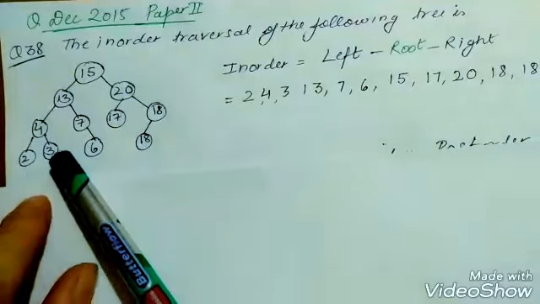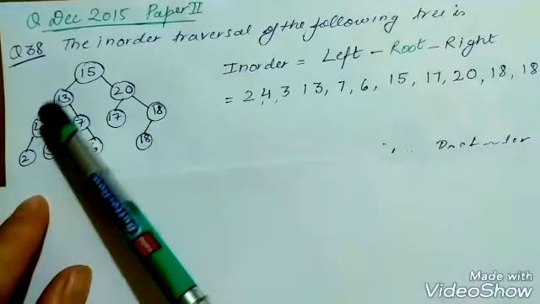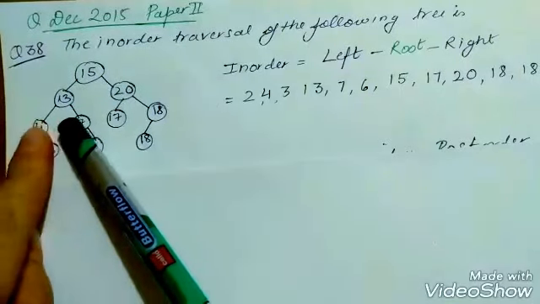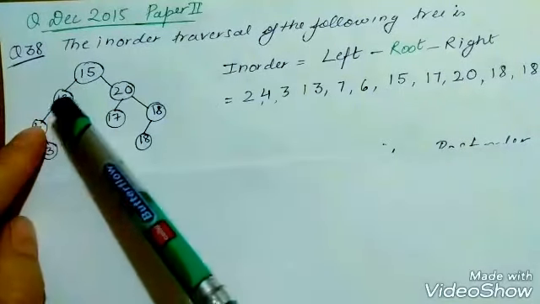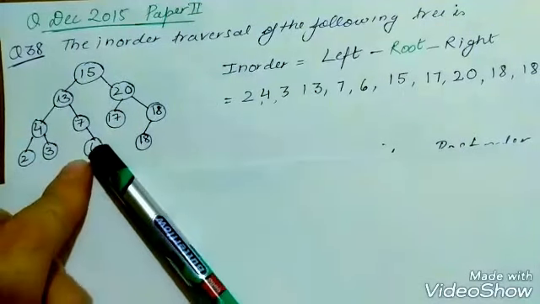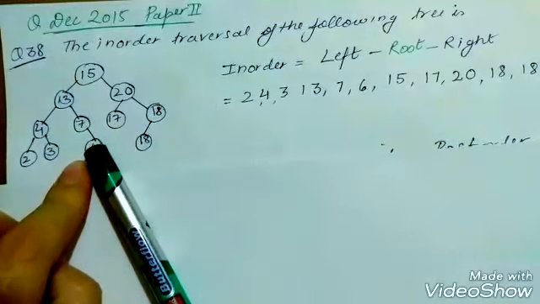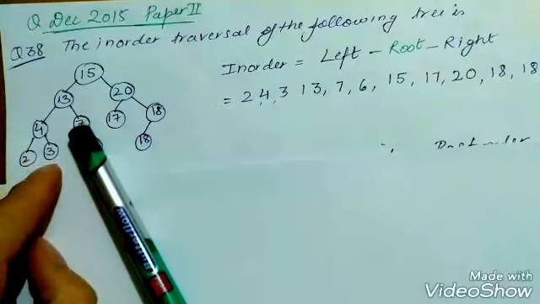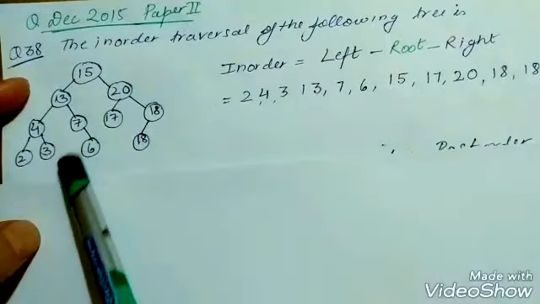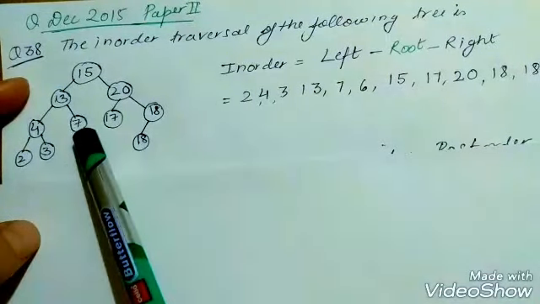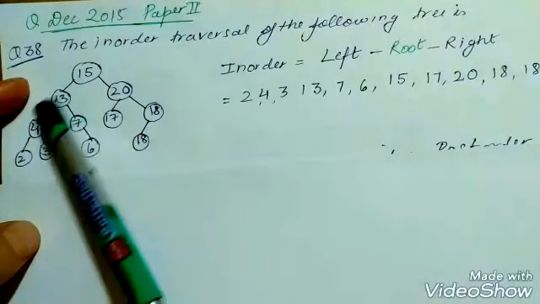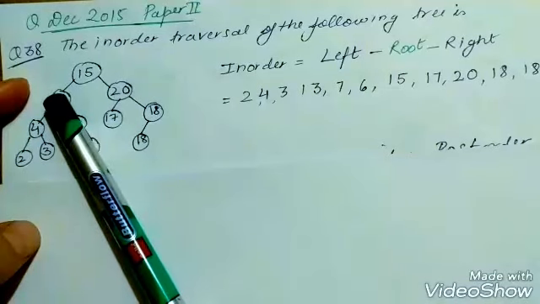Then again, we move here. This was our left part of this node, and then this is the right part. So this is done. Now we take the root 13. Then we move here, and over here also we follow the condition left, root, and right. So for 7, left node is missing, so we do not consider it. Then we take the root, which is 7, and then the right, which is 6. Right? So we are done with this left subtree.